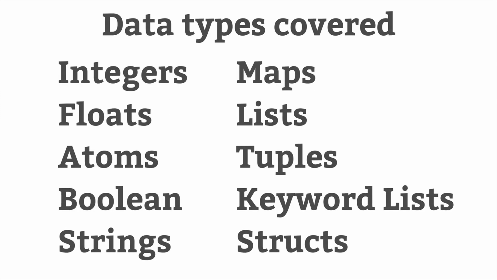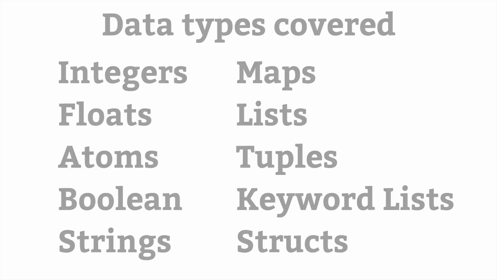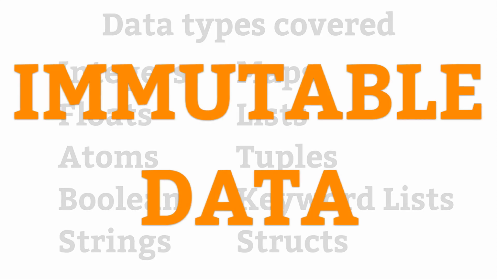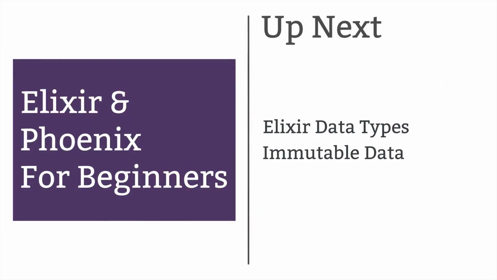Okay, we've covered most of the highly used Elixir data types, and as I've mentioned several times, all data in Elixir is immutable. In other words, it can't be changed. I want to take a closer look at immutable data, and that's what we'll do in the next video.